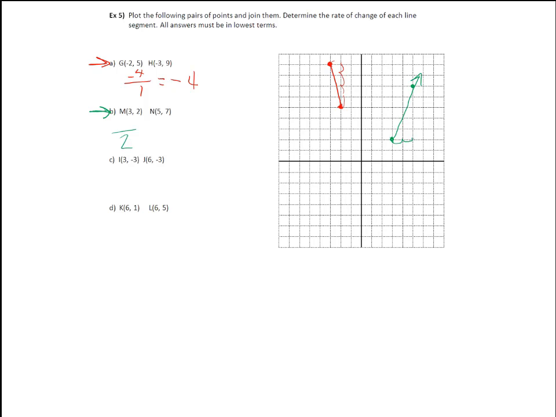How many did we go up? 1, 2, 3, 4, 5. So it's 5 over 2, which is just 2.5 if you want to leave it as a decimal.